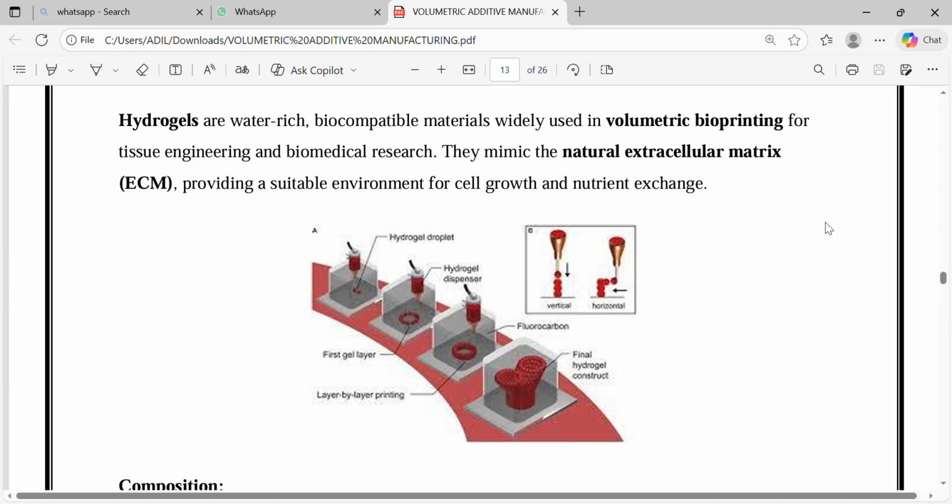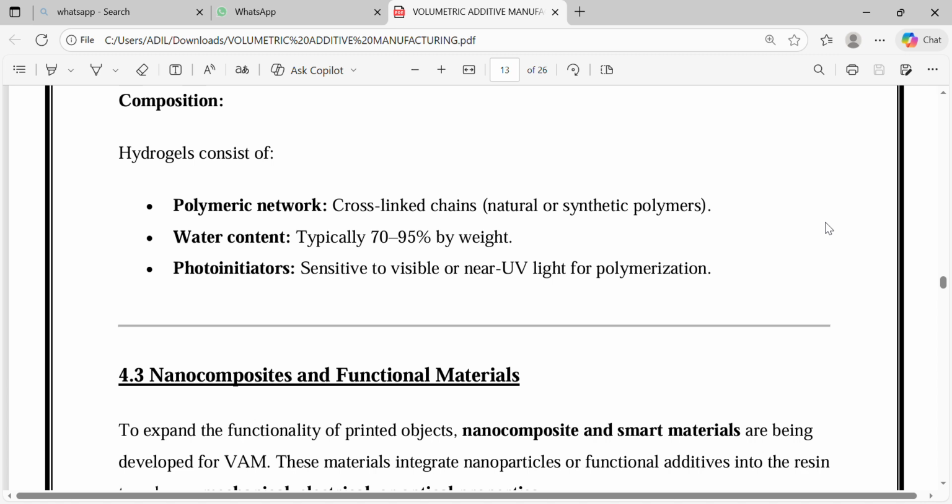Printing models are vertical printing and horizontal printing. In the process setup, hydrogel droplets are dispensed, layers are built up by layer by layer printing, and a final hydrogel construct is formed. The composition of the hydrogels consists of a polymeric network in which cross-linked chains are present. Water content is about 70 to 95% by weight, and the photoinitiator is sensitive to visible or near UV light for polymerization.